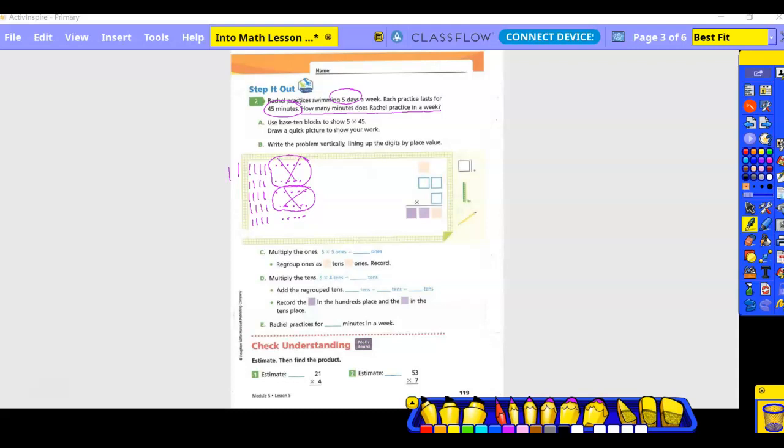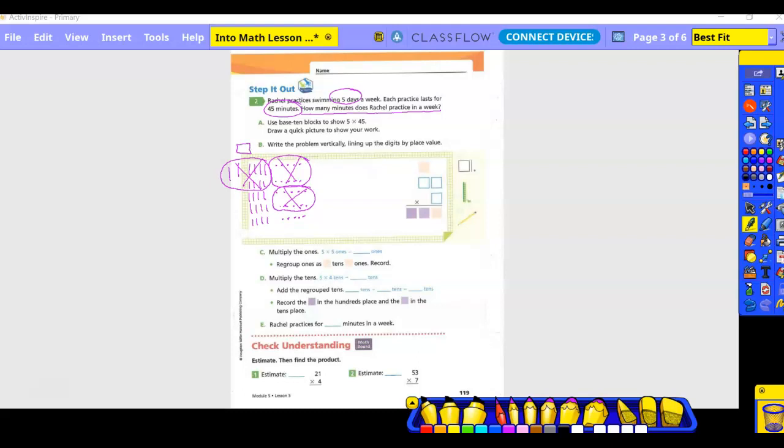Do I have any more small cubes that I can redraw or regroup? Okay. Now, what about the longs? Can I do that? Yes. Okay. So I have 4 here, 4 here. That makes 8 plus my 2 I added. That makes 10. And I need to draw a flat.